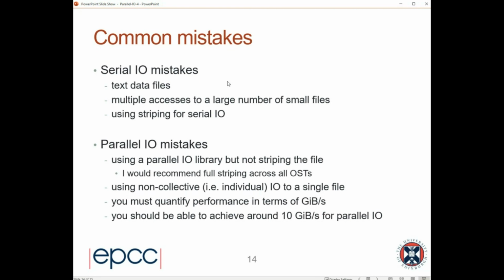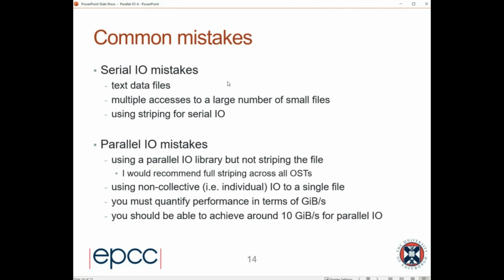The other error is using stripe for serial I/O. People may have heard about striping and thought it would increase their bandwidth, but as we've seen, if you have serial I/O, the bottleneck is elsewhere. The bottleneck is in the per process bandwidth. So there really isn't any point.